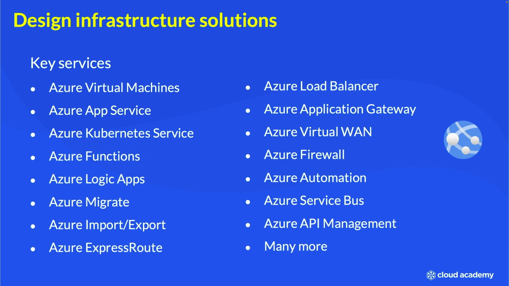Now this slide, you'll see, has an awful lot of services on it. And on the previous slides, I didn't include all of the services you need to know or all the concepts you need to know for each of those sections. And that's the case here too, even though there are so many on this slide. I would say the Design Infrastructure Solutions section is fundamentally different from the other three sections. The idea here is that you need to know a whole bunch of services on Azure, what they do, how they work with each other.